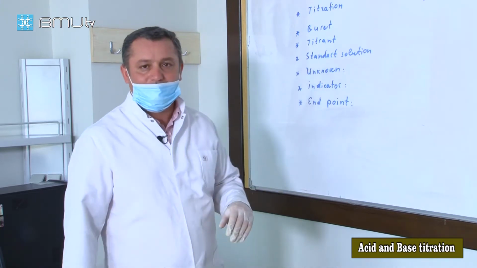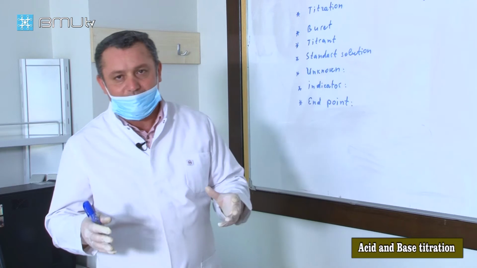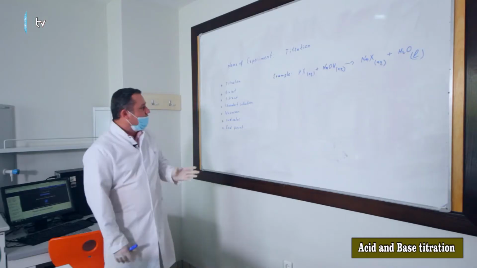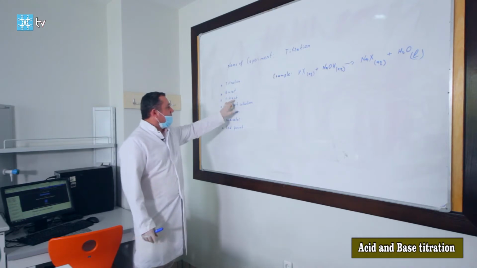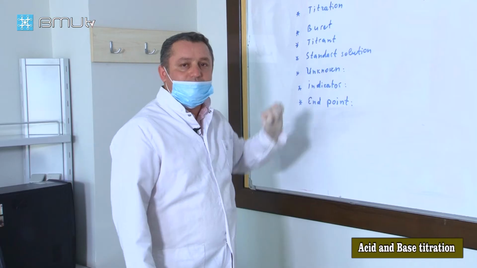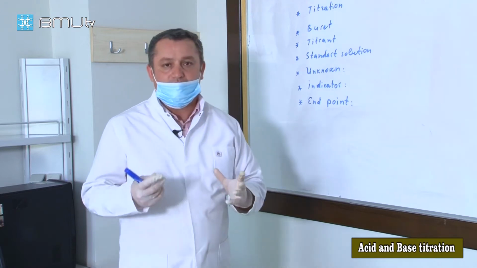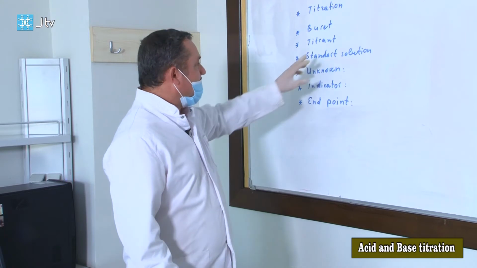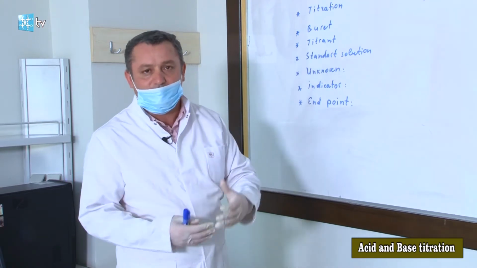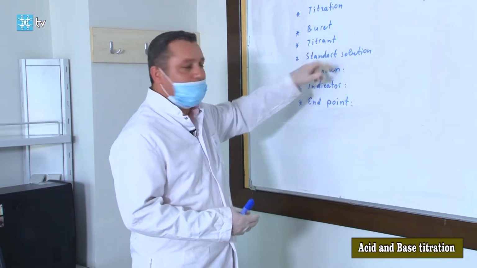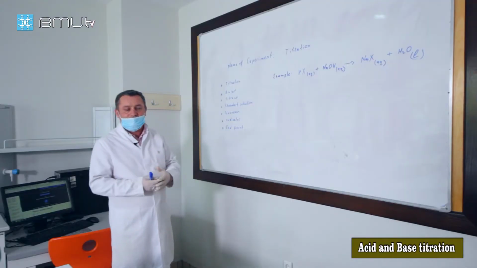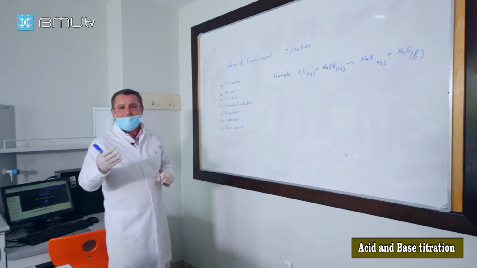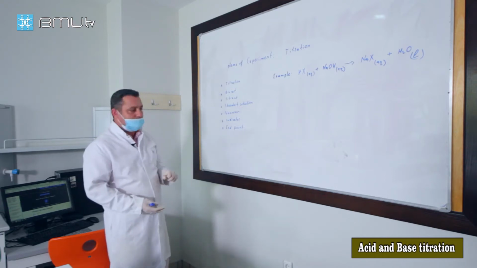What is the burette? The burette is the tool used to measure the volume. We add the titrant to the burette. What does the titrant mean? Titrant is a special compound that we add into the unknown acidic solution to make the neutralization reaction. Standard solution. What is the standard solution? A standard solution is a solution of known concentration.